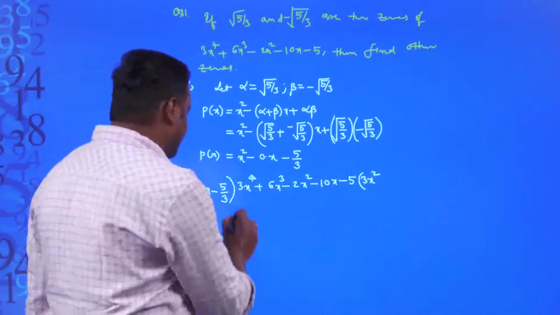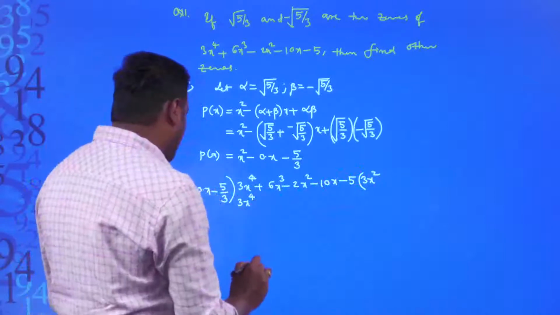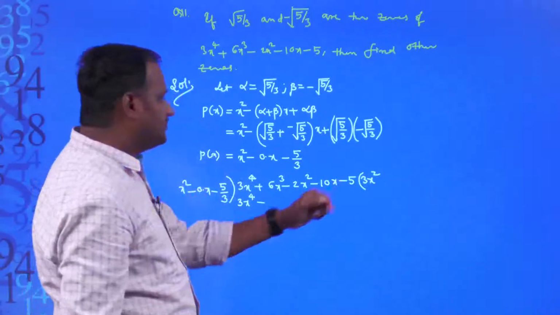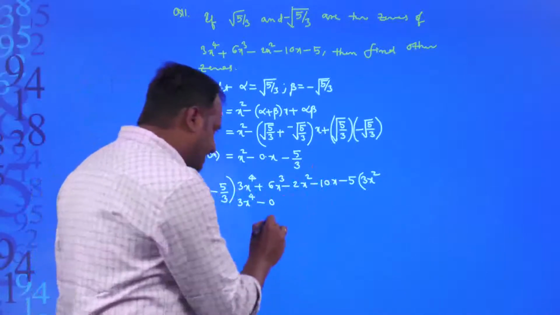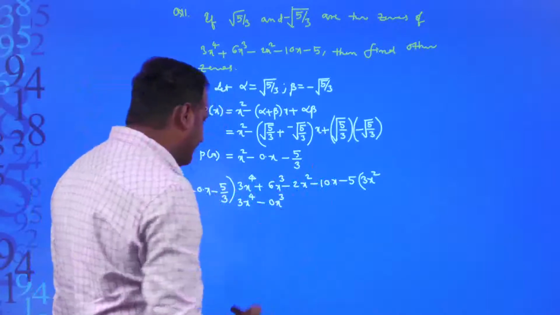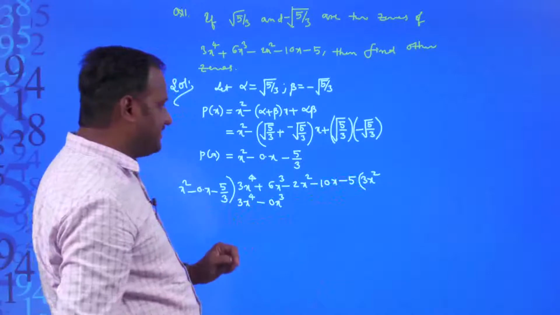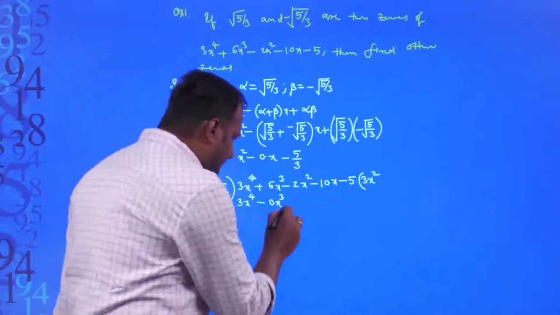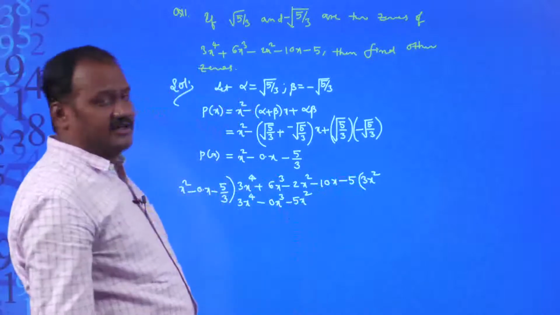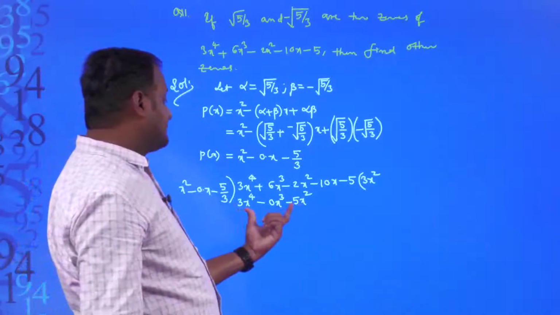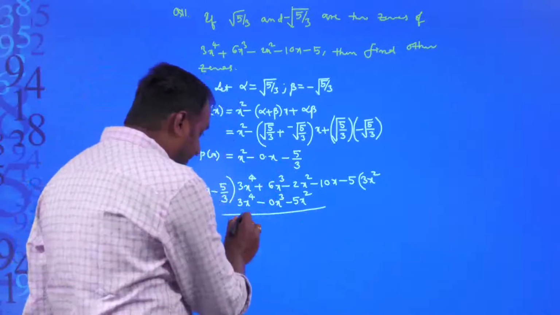3x square into x square is going to be 3x to the power of 4, minus 0x into 3x square. 0 into 3 is equal to 0. X into x square is equal to x cube, and then minus 5 by 3 into 3x square. 3 and this denominator 3 gets cancelled. Minus 5 into x square, which is equal to minus 5x square. So you will have to subtract this from the above polynomial. For that, you will have to change the sign.